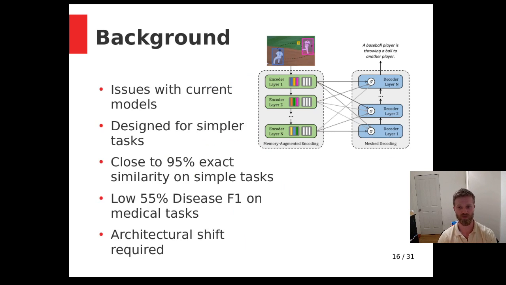Issues with current models. The current examples of CNN-RNN and CNN-transformer models are very similar to the simple models used for single-sentence caption prediction, such as here. Memory and other augmentations only make small, tens of percent gains. Performance of these models on the report generation task, which is a maximum 55% F1, is far below performance on the more simple datasets, where they can get up to 95% exact matches. A radical architectural shift is required.